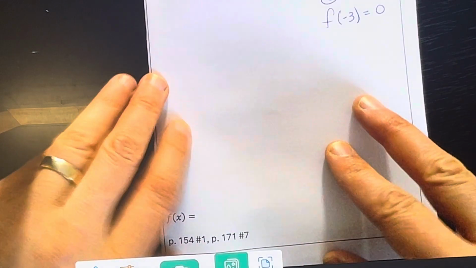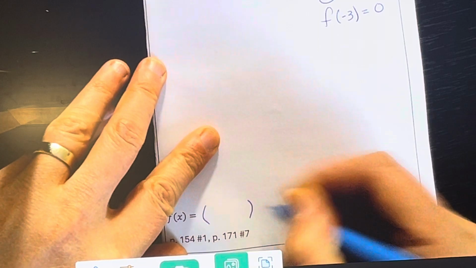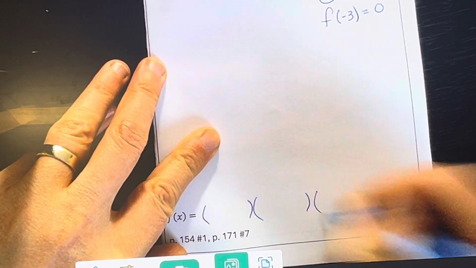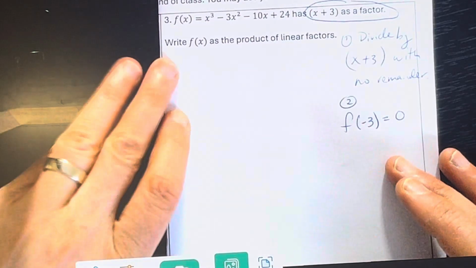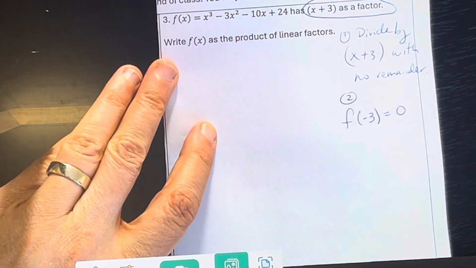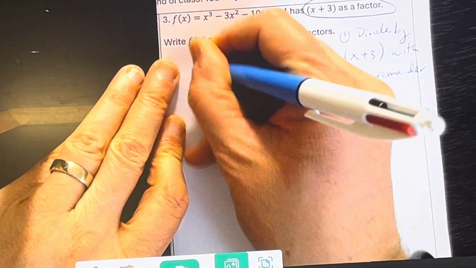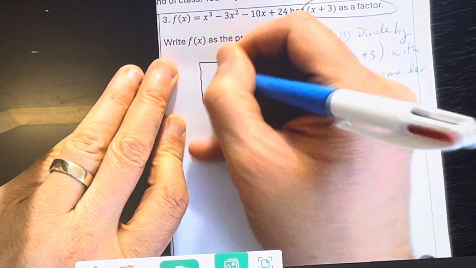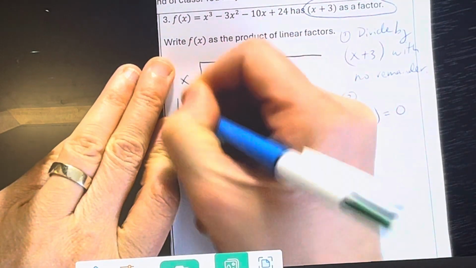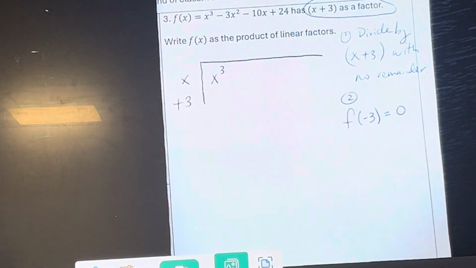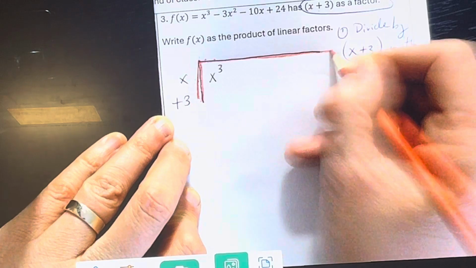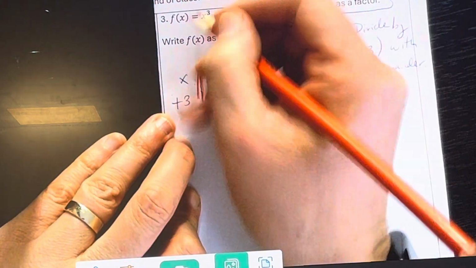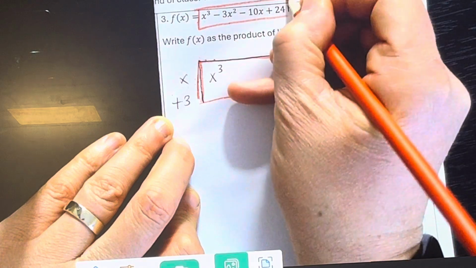Finally, when we finish the problem, it's going to look something like this. So there will be 3 linear factors of this x to the third. Okay, so we'll start by dividing x to the third by x plus 3. We know that the total inside the box will need to be equal to our numerator, what we started with.